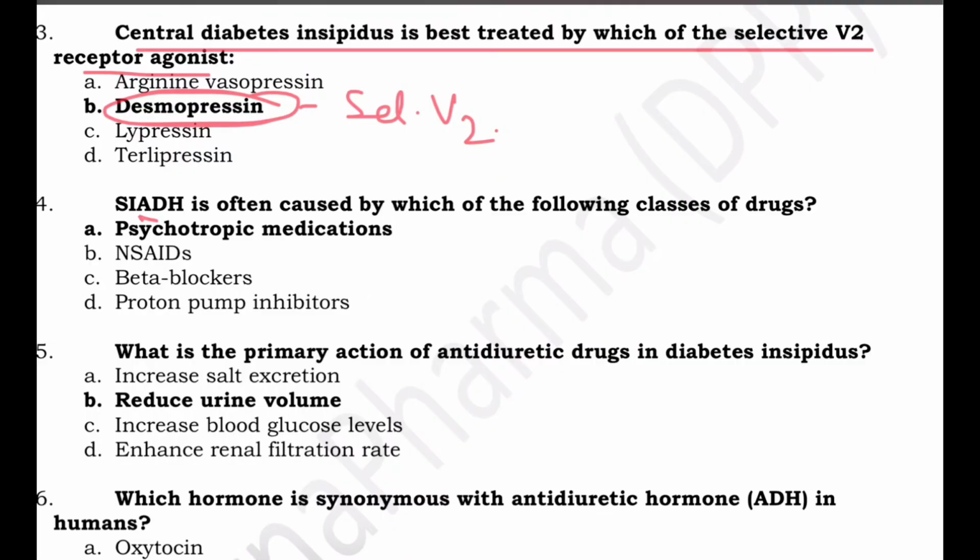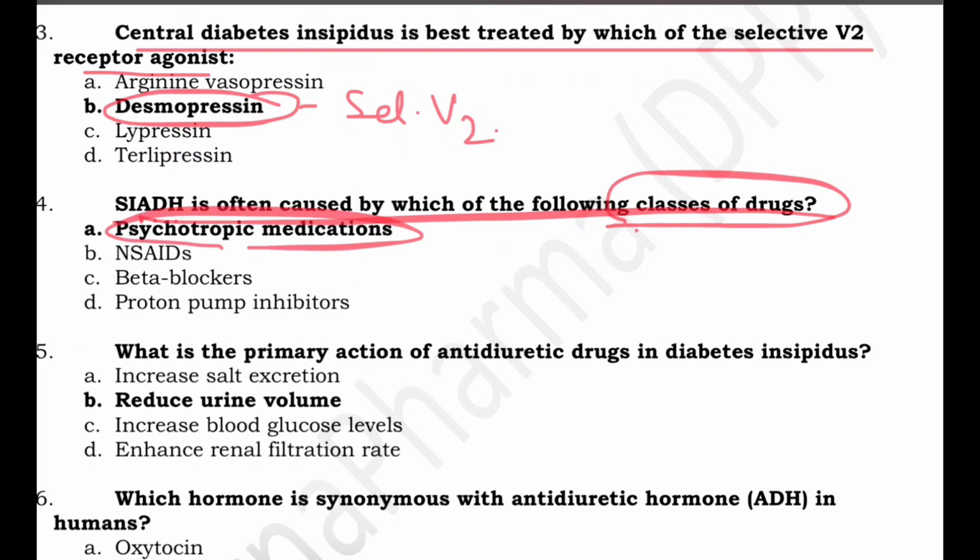SIADH, the syndrome of inappropriate antidiuretic hormone, is often caused by which class of drugs? It is seen that psychotropic medications usually result in SIADH and involve impaired water excretion, with accompanying hyponatremia and hypoosmolality. So these were some questions on the antidiuretics.